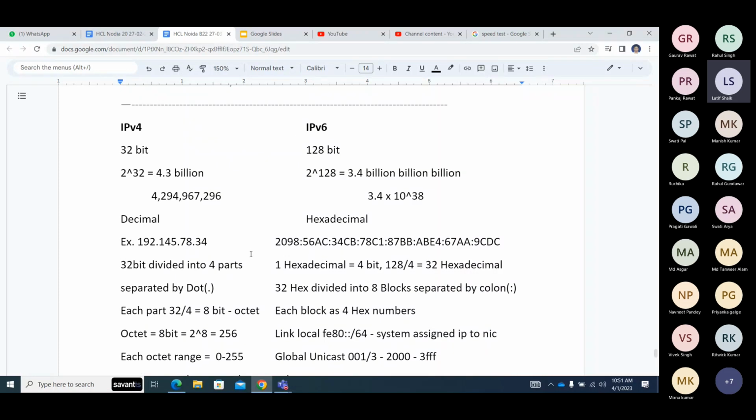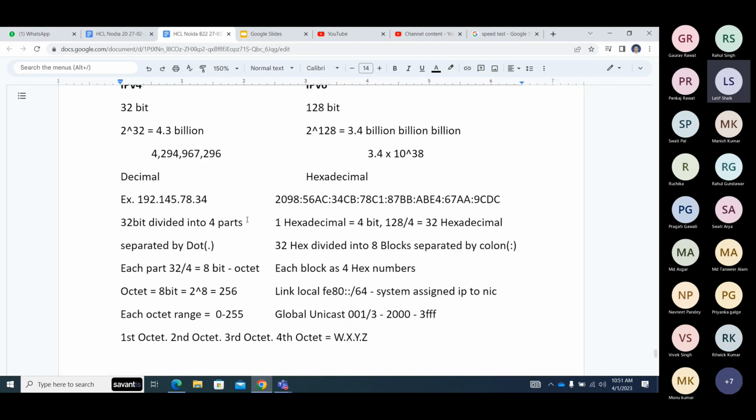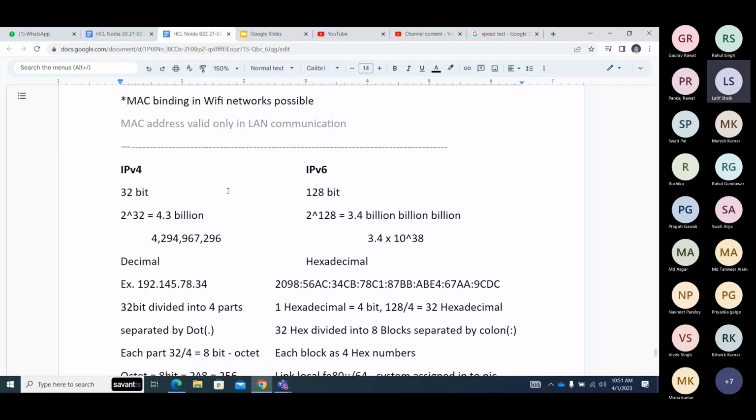There are IPv4 and IPv6 in IP addresses, guys. IPv4 is 32-bit and IPv6 is 128-bit. IPv4 is 2 to the power of 32 and IPv6 is 2 to the power of 128. It means IPv4 has around 4.3 billion IP addresses in its range, the exact number being this one. IPv6 has around 3.4 into 10 to the power of 38 addresses, which is practically undisclosed, a 34 followed by 37 zeros. That many IPv6 addresses we get. Of course, in the world, we are not using the entire IPv6 range.